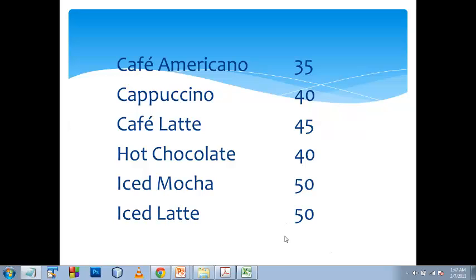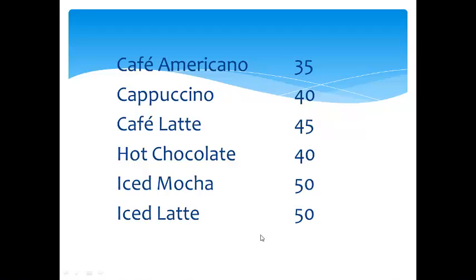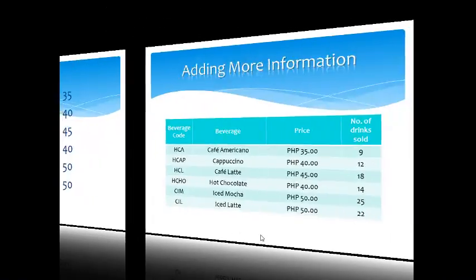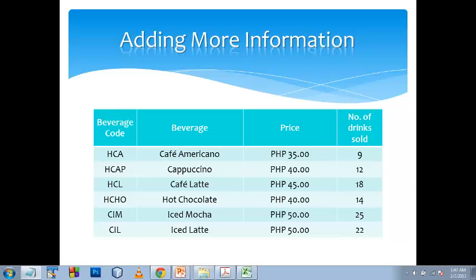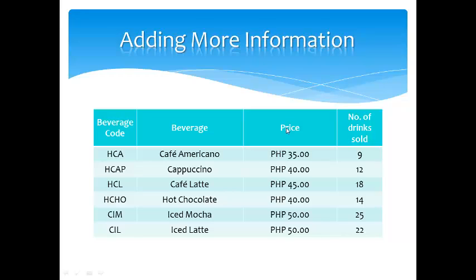So how do we convert this into information? What we could do is to put additional data. And now we know that the data we saw earlier is actually a list of beverage names and their corresponding prices. Another way to convert it into information is to summarize the data and then present them visually through graphs or charts.